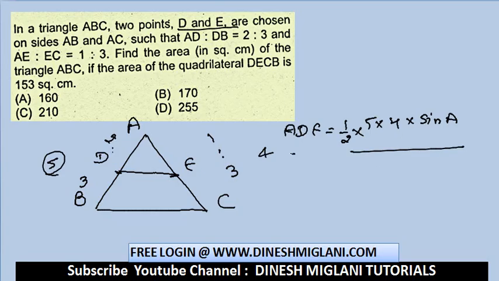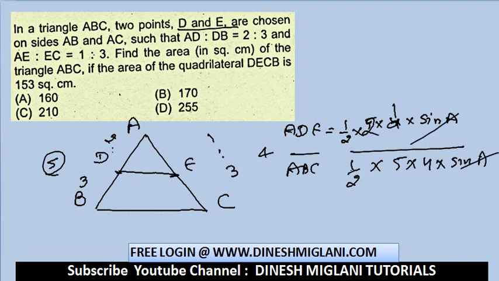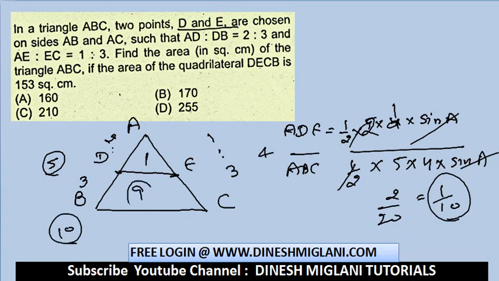Similarly, the whole triangle ABC. So here you can say half into, sorry, we have taken AD, that 2 into 1. It should be 2 and it should be 1. Here it is 5 into 4 into sine A. This is cancelled out. So this is 2/20 or 1/10, right? Means if this is 1, the total would be 10, right? So in that case this will be 9.